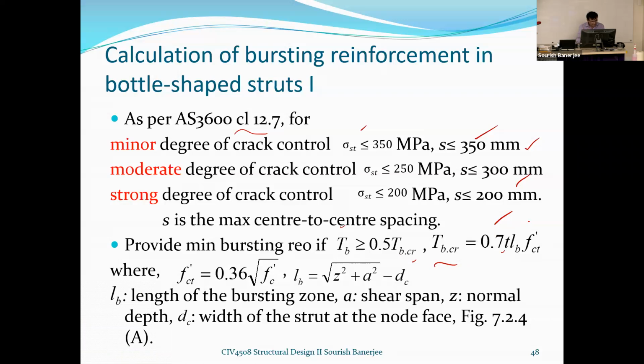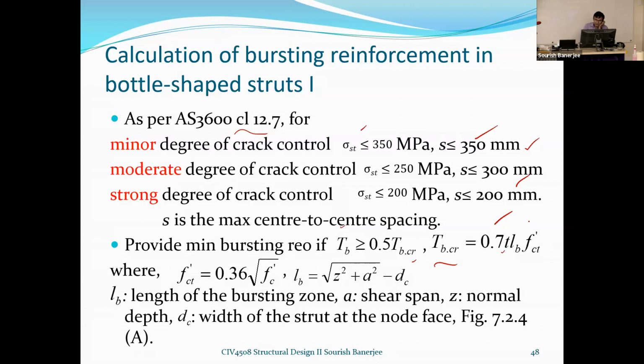Okay, so what we're saying is, if you have a critical bursting force across the strut at cracking, it shall be given by this. Remember, this T in this case is the width of the rectangular cross-section of the member, and LB is the length of the bursting zone. Now, this F prime CT is basically the tensile strength of the concrete, which is given by 0.36 times the square root of F prime C. And then LB is given by this expression.